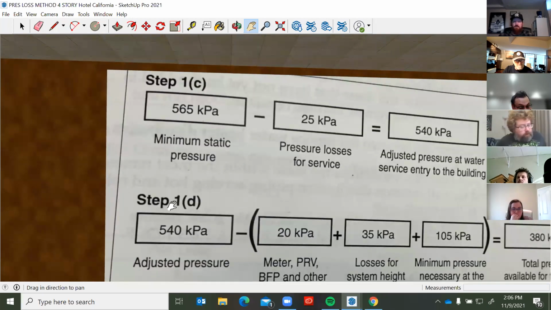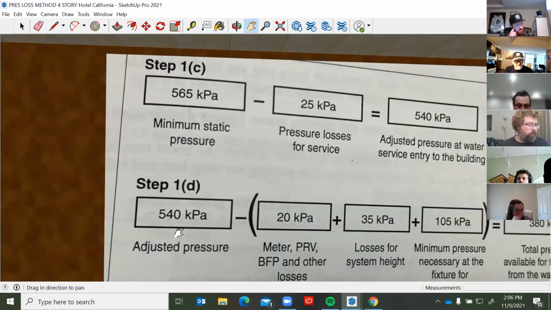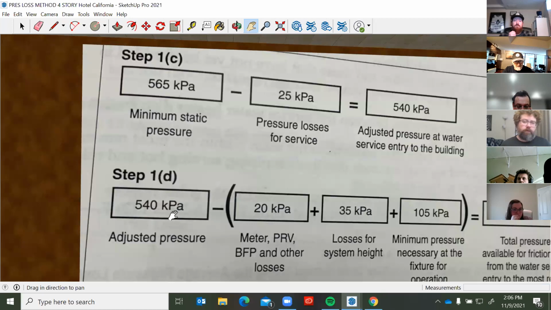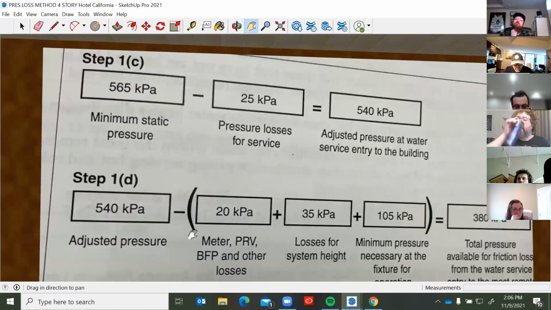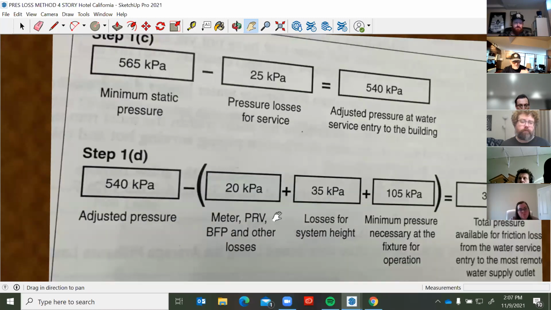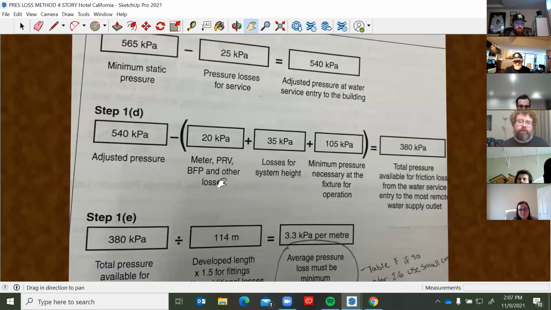So we're going to go to step 1D, which is using that 540 kPa at the main building shutoff. And you'll see in brackets these three numbers. We're going to figure out three different kPa numbers, add them together, and subtract them from the adjusted pressure to get a new kPa. So let's look at it. The first one is 20 kPa pressure loss for a water meter, a pressure reducing valve, or a backflow preventer, or any other losses. So let's take a look at it.